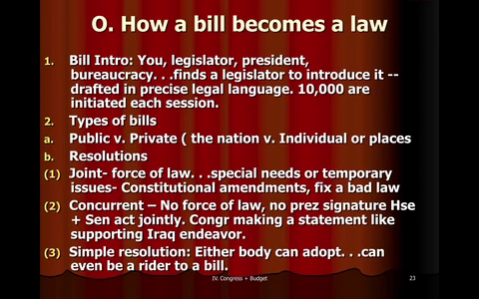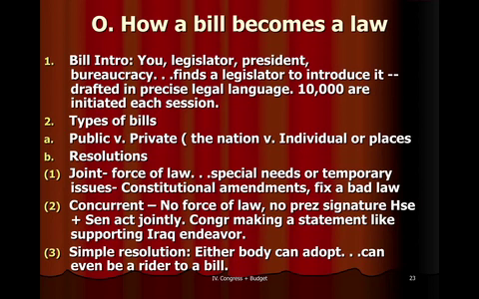Most bills are public. We also have resolutions, and resolutions are a little different in that they take on a different form. You have joint resolutions. These carry the force of law. They are typically regarding special needs or some type of temporary issue. Constitutional amendments tend to fall out of joint resolutions, and they are just a part of the way that Congress can go about doing business. But a joint resolution does, in fact, carry the force of law.